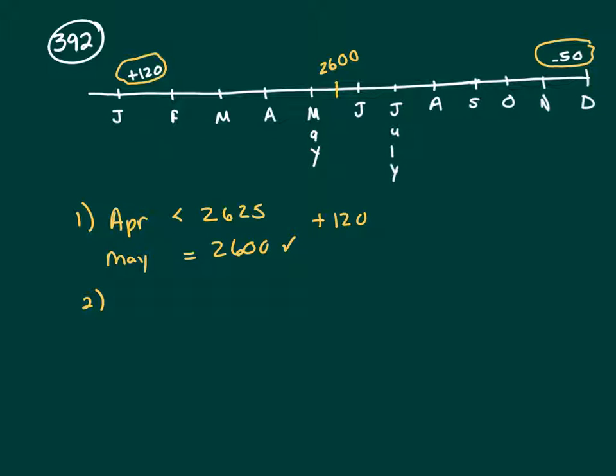Forget about clue 1. Clue 2 says last year the closing balance of Carl's account for June is less than $2,675. And we know that May is $2,600. So in May, if we had added $120, then I would be at $2,720. But this clue tells me that June's less than $2,675. So this tells me that we had to subtract $50.